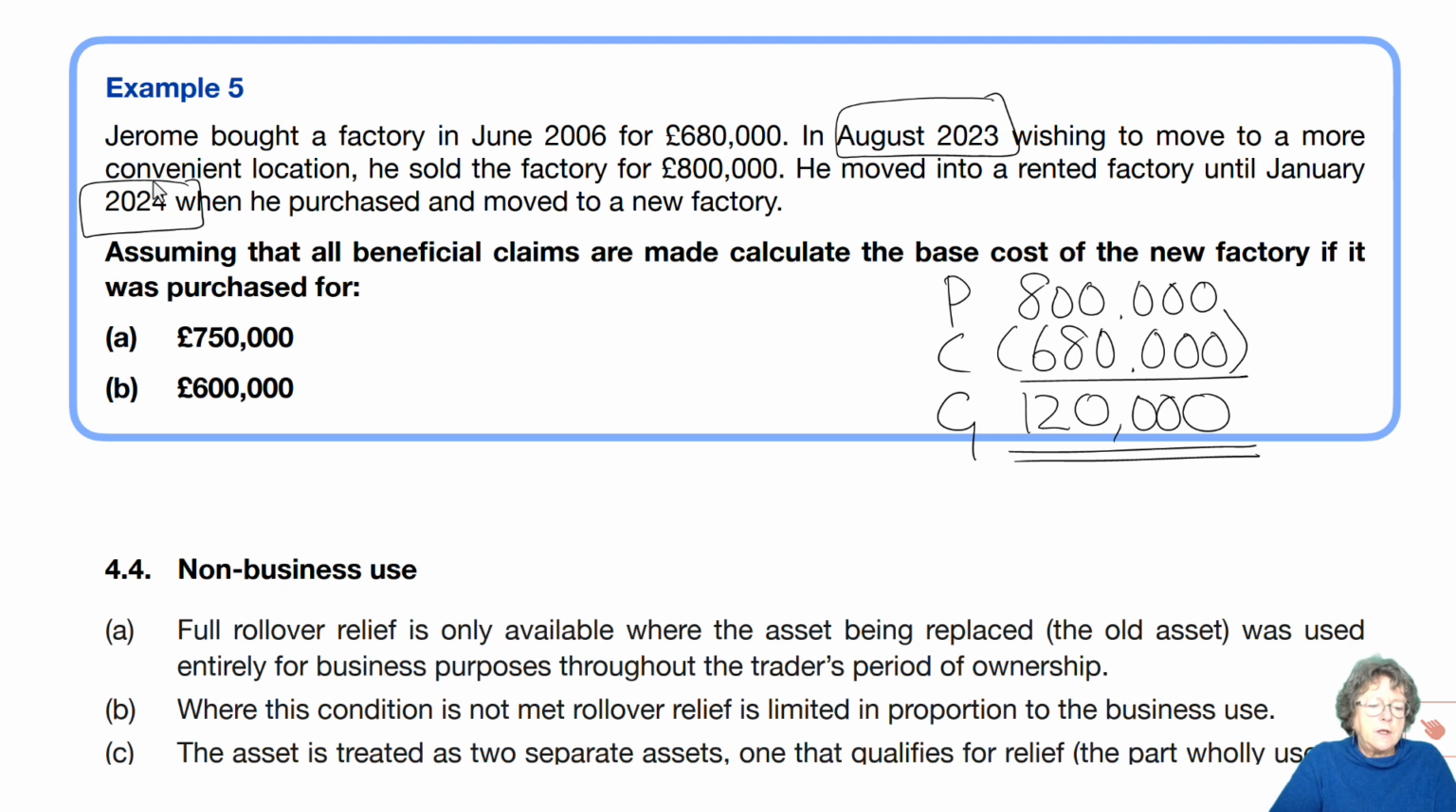It says the requirement, assume that all beneficial claims are made, which is rollover relief. Calculate the base cost of the new factory if A, it was bought for 750 and B, if it was bought for 600,000. Okay, so let's have a look at how that would look in the model answer, because obviously we can do proceeds less cost equals gain and we need to see how that works. So let's have a look at the model answer.